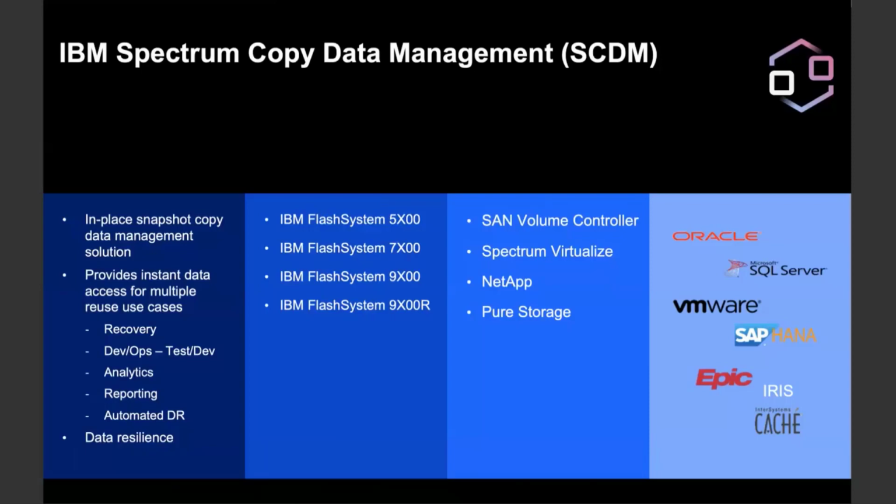In addition, it can also create application-aware snapshots of multiple applications. Spectrum Copy Data Management can also create clones for multiple use cases such as DR, reporting analytics, and DevOps. From the IBM perspective, SCDM supports IBM Flash systems, SVC, and Spectrum Virtualize. For non-IBM storages, it supports NetApp and Pure Storage. Application support includes Oracle, SQL, SAP HANA, Epic Cache, and Iris, and VMware.